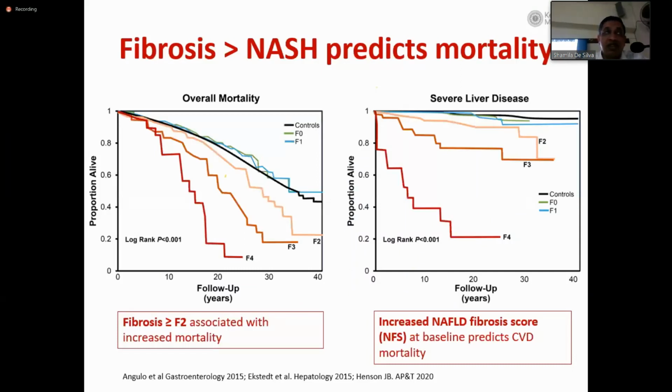So we have shown that NASH is worse than simple steatosis, but what is worst for outcomes is the presence of fibrosis. Significant fibrosis, which is defined as F2 or more, as you can see in this graph on the left, a significant proportion of patients die when they have fibrosis at diagnosis. Liver fibrosis is the strongest predictor of mortality in fatty liver disease.